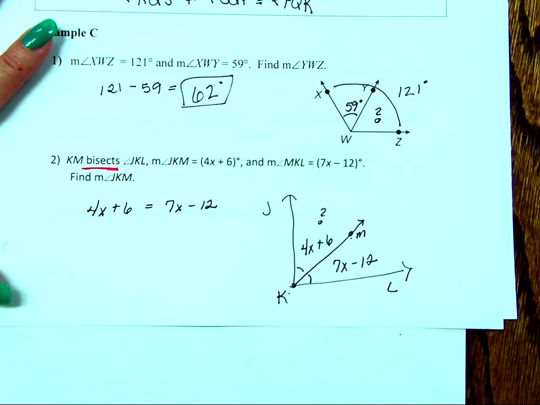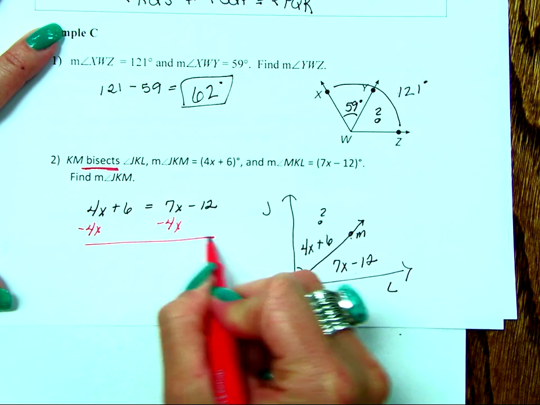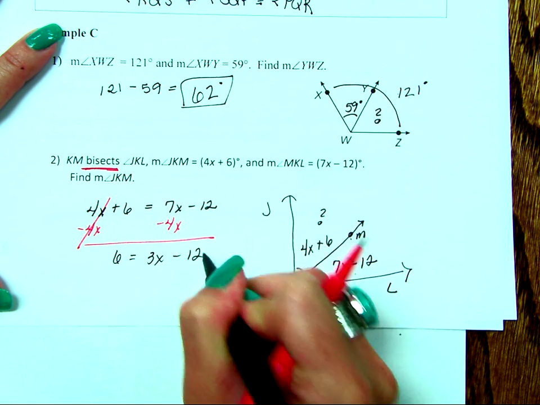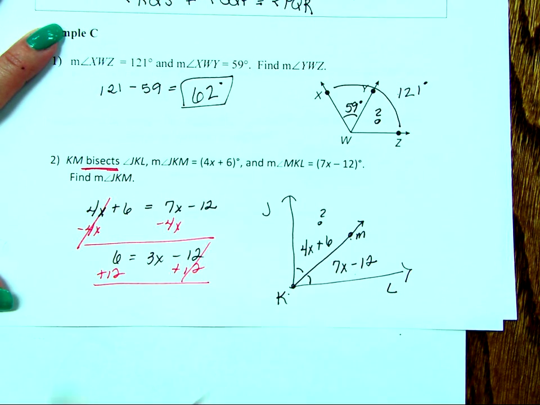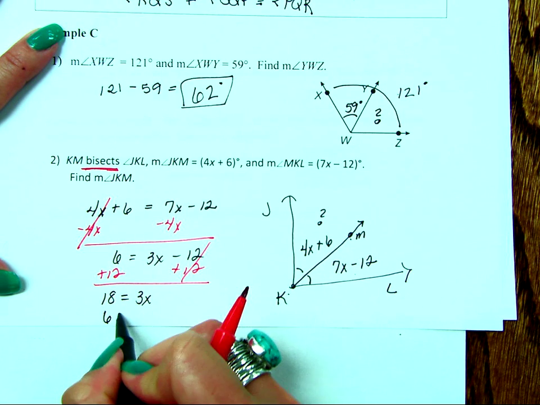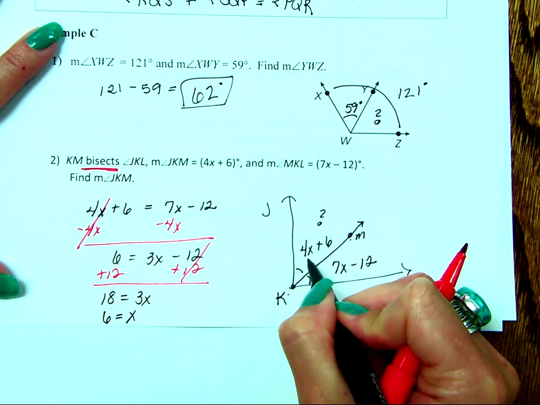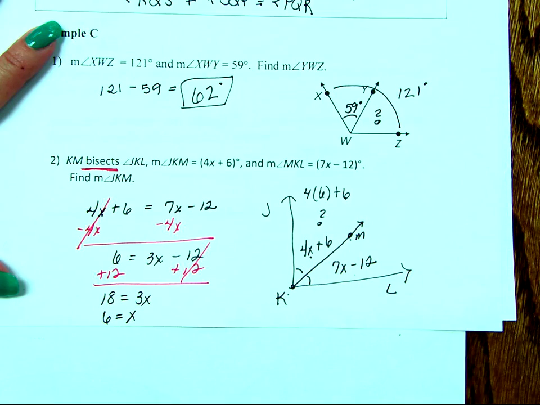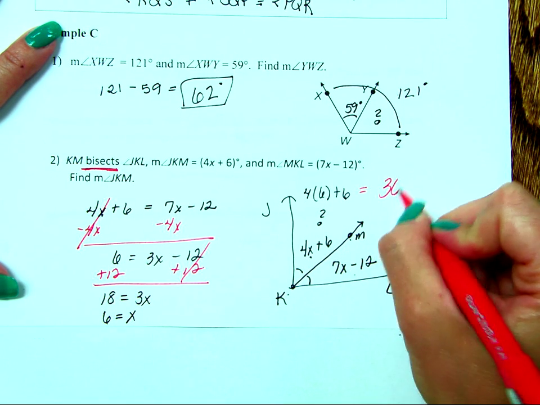I go ahead and solve for x just as before, getting our x's on one side and our numbers on the other. We end up finding 18 equal to 3x, or 6 must be x. Now 6 is x, but again, we have to plug that in. If I take 4 times 6 plus 6, we find out angle JKM has a measure of 30 degrees.